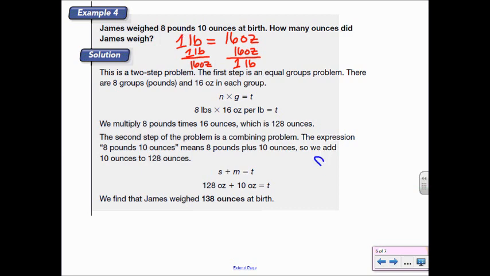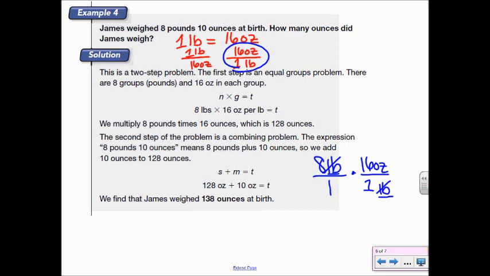So we have 8 pounds, and I put it over 1. Doesn't change it at all, but it reminds me that pounds are in the top. So then pounds need to go in the bottom of the next fraction so that they're diagonal from the pounds I have and they can cancel out. So the one that has pounds in the bottom is this one. So I have 16 ounces per 1 pound.